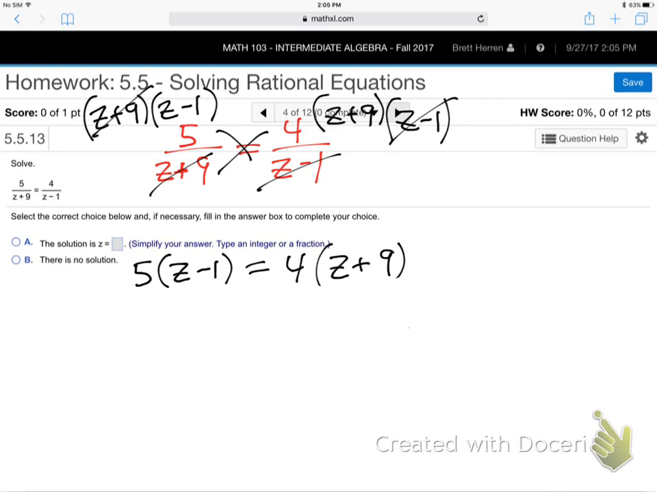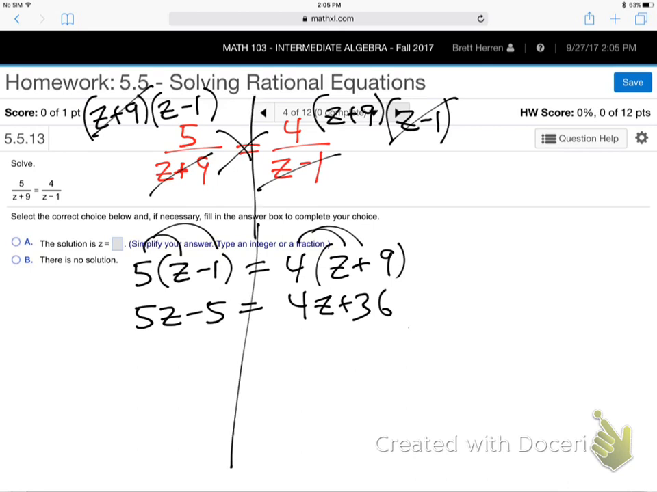And that's the answer. Is that the answer? No. Got to keep going. Now we distribute. Boom and a boom. So 5z minus 5. Distribute. 4z plus 36. There's the wall. Z is saying I want to be alone. So what do we do to get z alone there? You've got z on opposite sides.